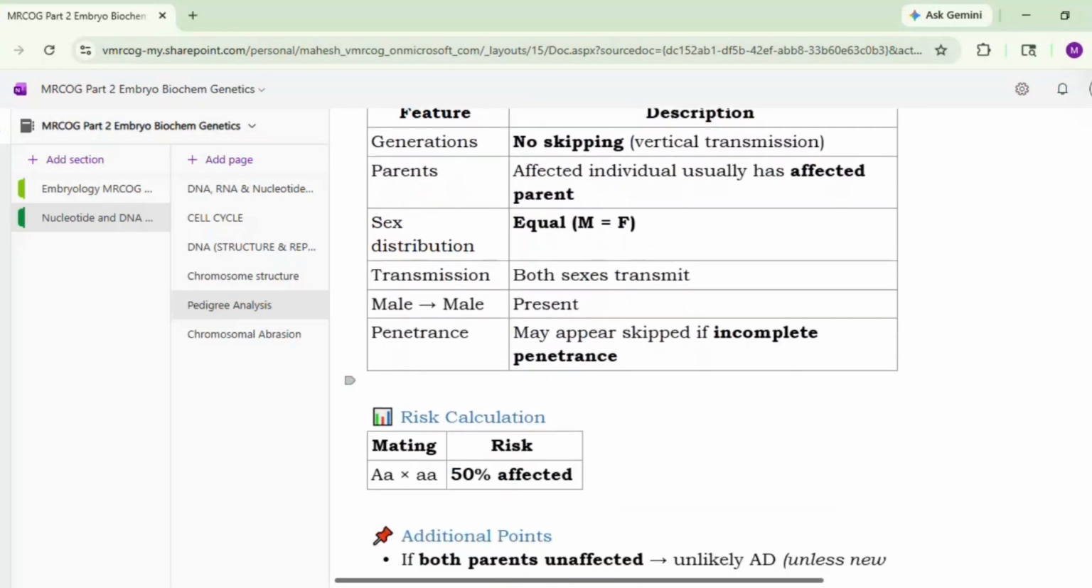Okay. Now calculating the risk. So if a heterozygous affected person, Aa, marries an unaffected person, aa, there is a risk of affection of 50%.